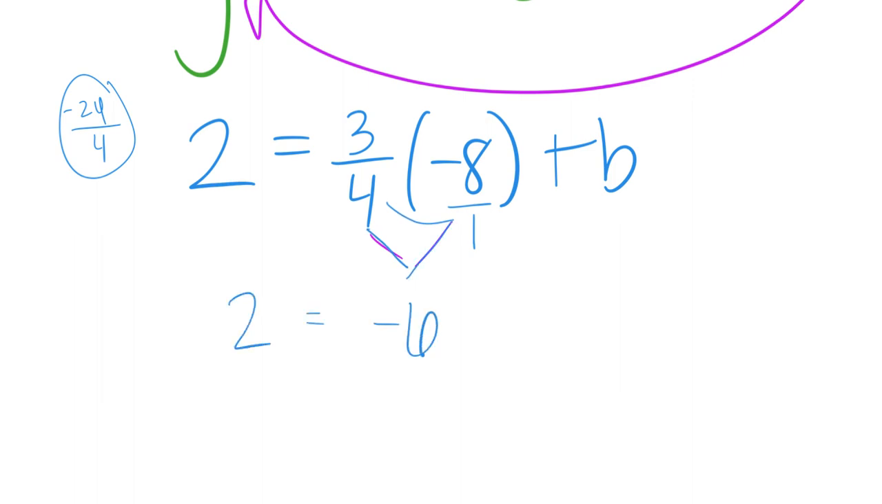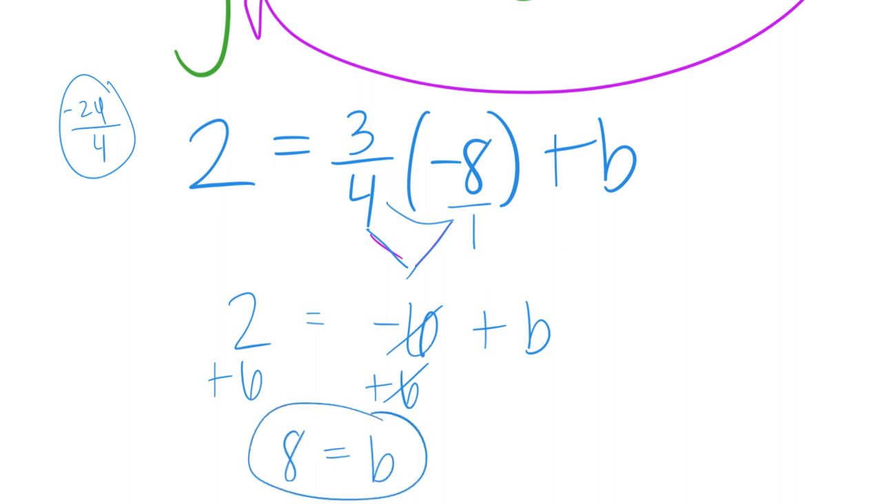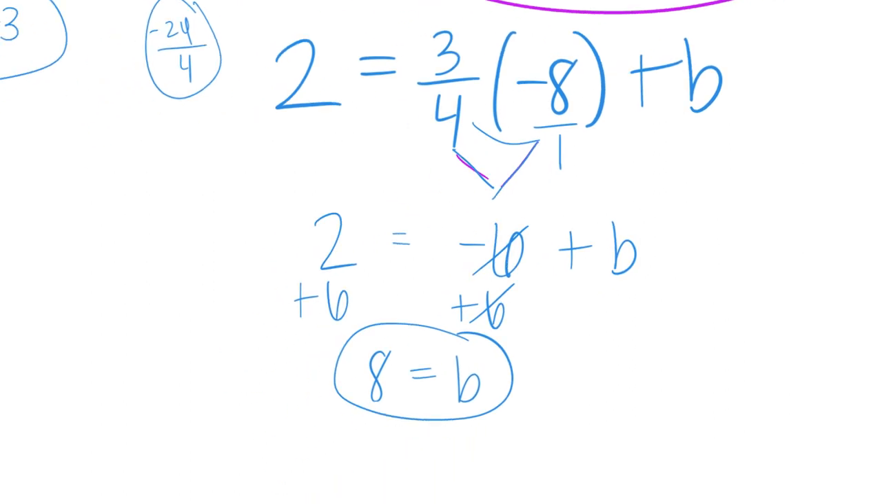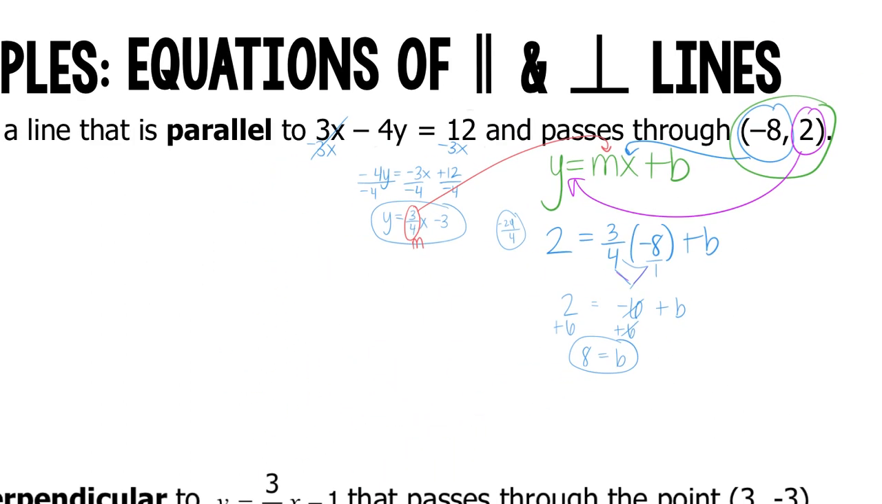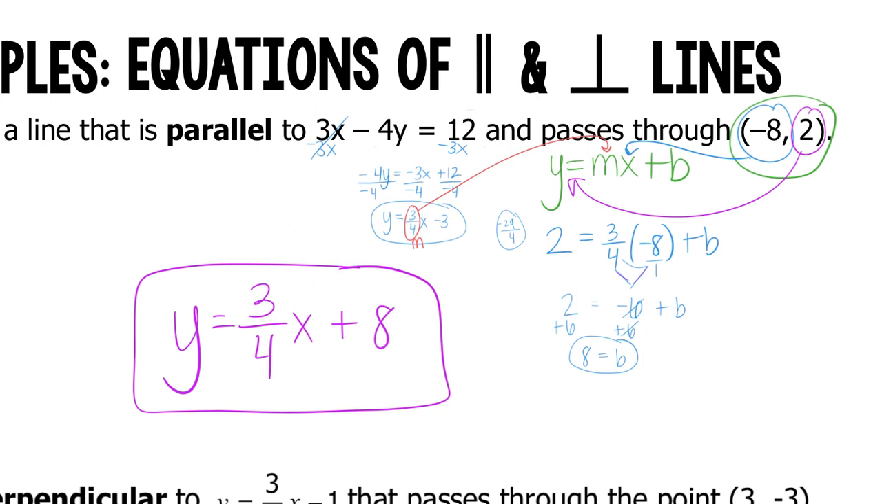And I'm going to bring down the 2, bring down the plus b, and then we can add the 6 to both sides. So we have 8 equals b. So that's our y-intercept. And then once you have the y-intercept, you just have to put it back into an equation. So your final equation would be y equals, slope has to be 3/4 because it's parallel, so 3/4 x, and then your y-intercept is 8, so plus 8. There we go.